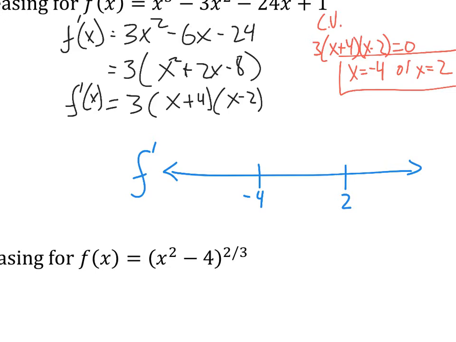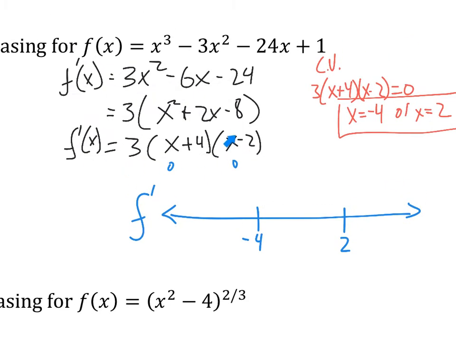Well, so let's try 0. Okay, so 0 is in between here. So we're going to plug 0 into this function. Now you can use the derivative in any form, but probably your easiest derivative to work with is going to be the factored form. Because once we plug in 0 there, we can see that we've got 3 times a positive number, and then 0 minus 2 is going to be a negative number. So 3 times a positive times a negative, that's going to be a negative number. So down here on the number line, we'll put a negative.